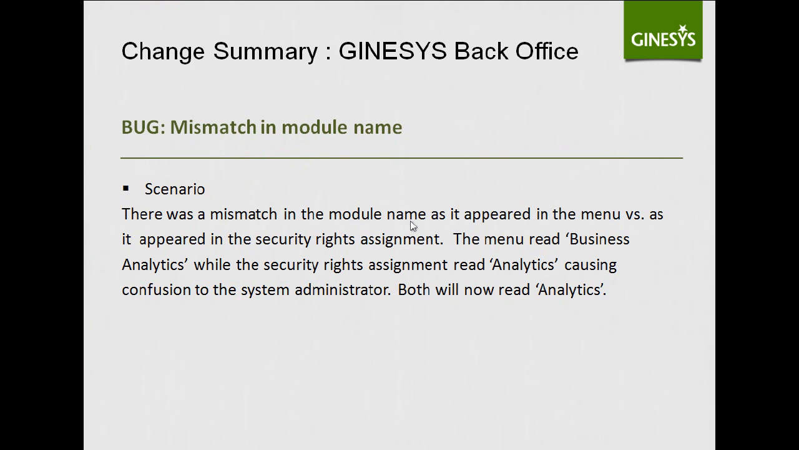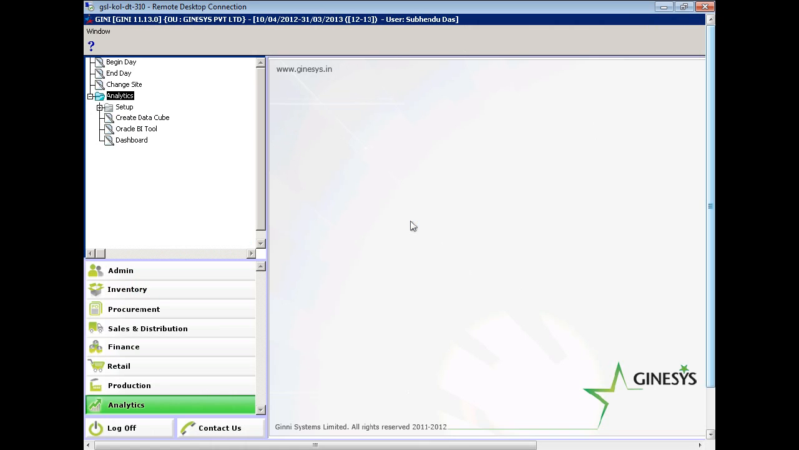Let me go ahead and talk a little bit about the bugs that were addressed in this particular release. The first bug that I'm going to talk about is in the GINESYS back office area. There was a mismatch in the module name, which was earlier called business analytics, where the security rights were called analytics, causing confusion to some system administrators. So now both of them will read analytics, and let me go ahead and show that to you.